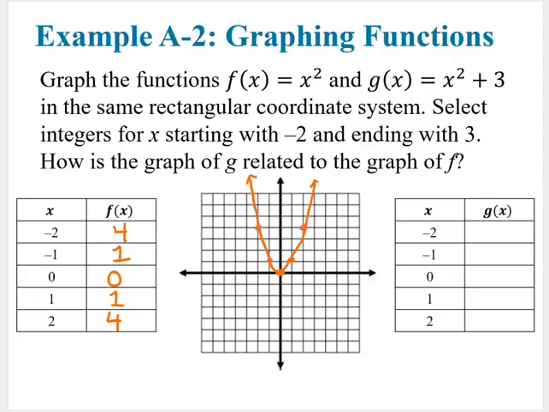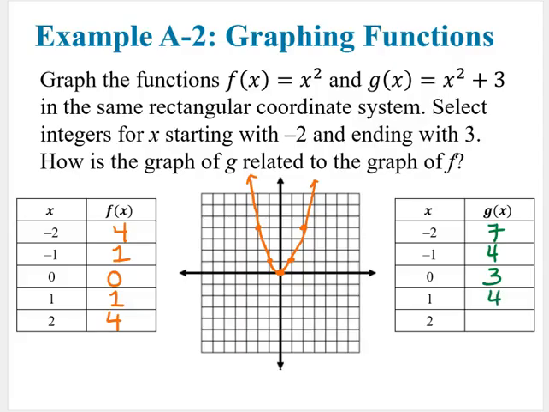Then I'm going to come over here for g of x, do the same thing. It's a parabola, but then plus 3. So negative 2 squared is 4. 4 plus 3 is 7. Negative 1 squared is 1. 1 plus 3 is 4. 0 squared is 0. Plus 3 is 3. 1 squared is 1.